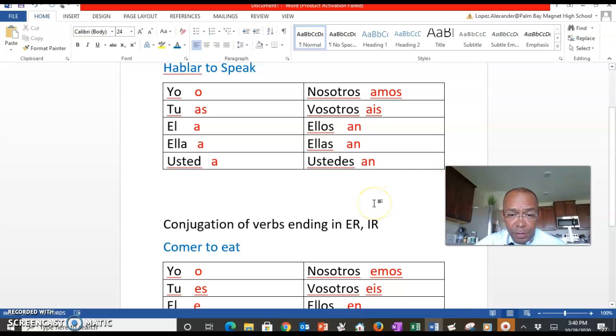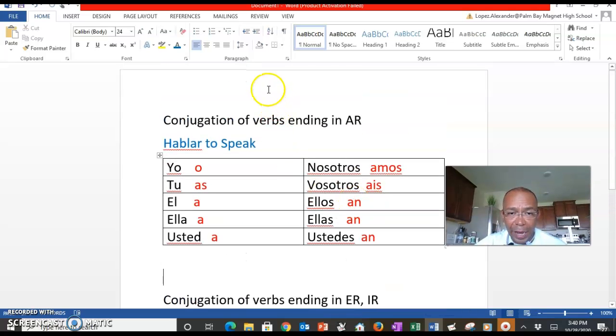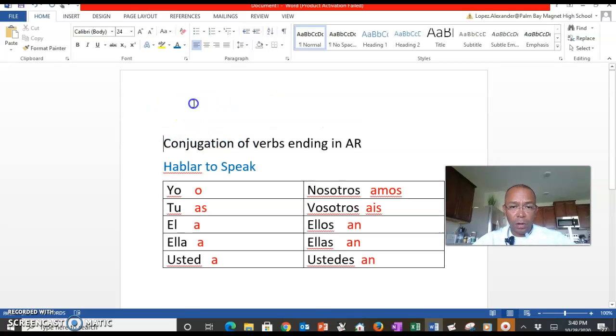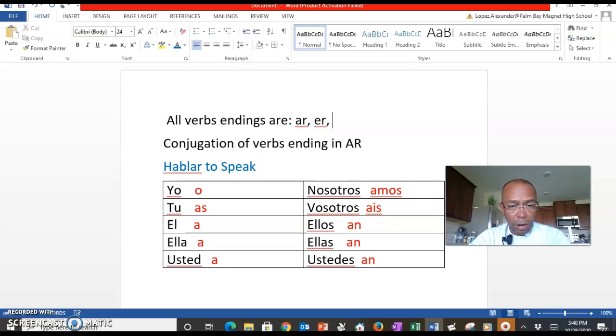All verbs, okay, all of them, they either end with AR, ER, or IR. So all verbs endings are either AR verbs, or they can end in ER or they can end in IR. All of them, okay? Hablar is to speak.